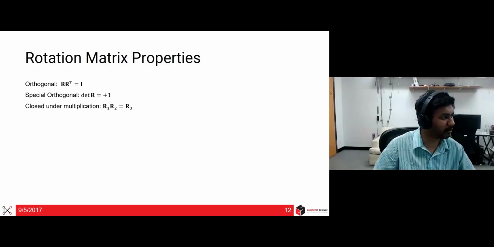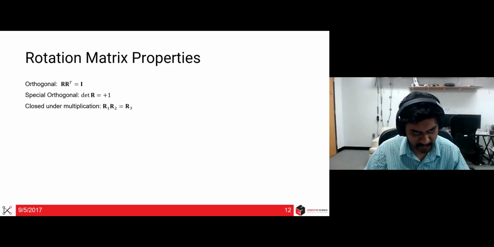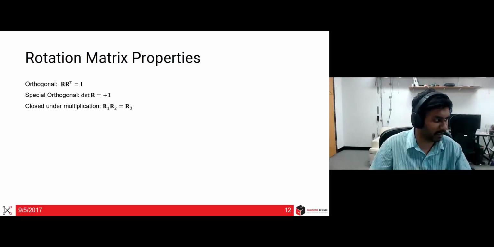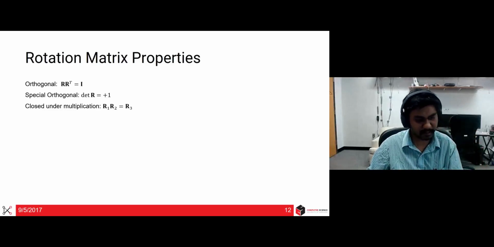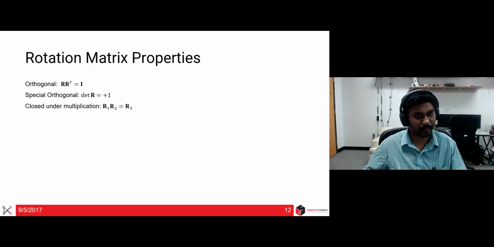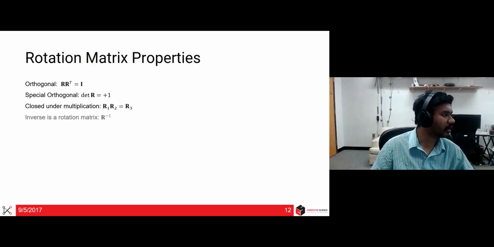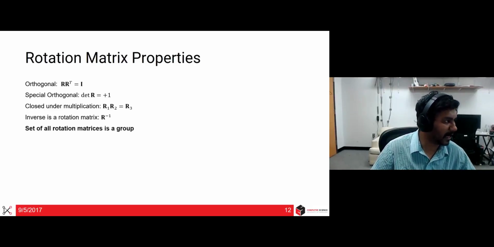Other thing is, it should be closed under multiplication. That means that if I choose a rotation matrix R1 and a rotation matrix R2, and I multiply them together in any order, the resultant matrix, R3, should be a rotation matrix, it should satisfy all these properties. And the inverse of a rotation matrix, R inverse, should exist. So that is another condition. And I claim that the set of all rotation matrices is a group.